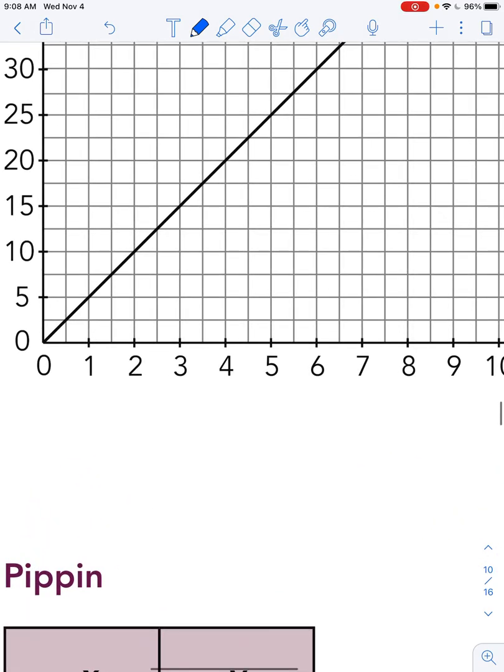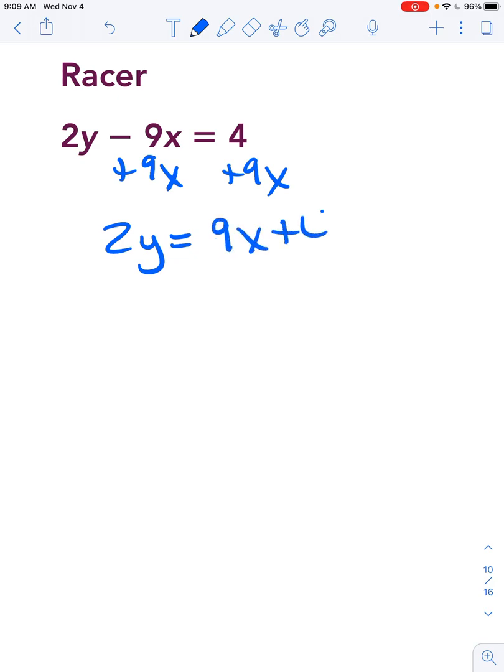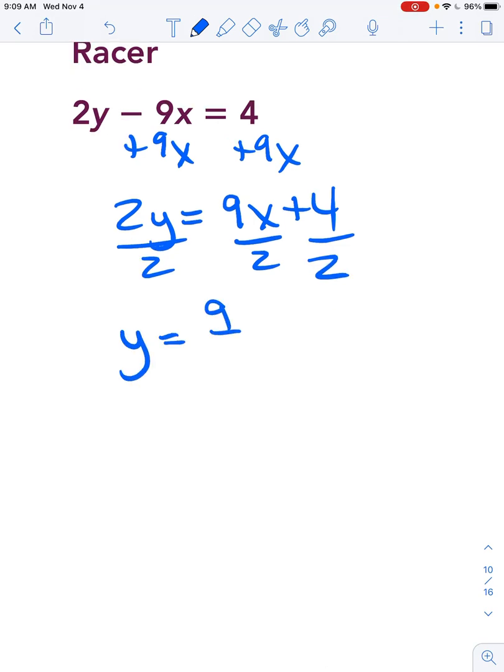So right here on this first one, we have a slope of, it goes up 5, it goes over 1, so my slope here is 5. So that means it goes 5 feet up for every foot across. So then I am going to add 9x, add 9x. I get 2y equals 9x plus 4. Divide by 2, divide by 2, divide by 2. I get y equals 9 over 2 x plus 2. So my slope here is 9 over 2.